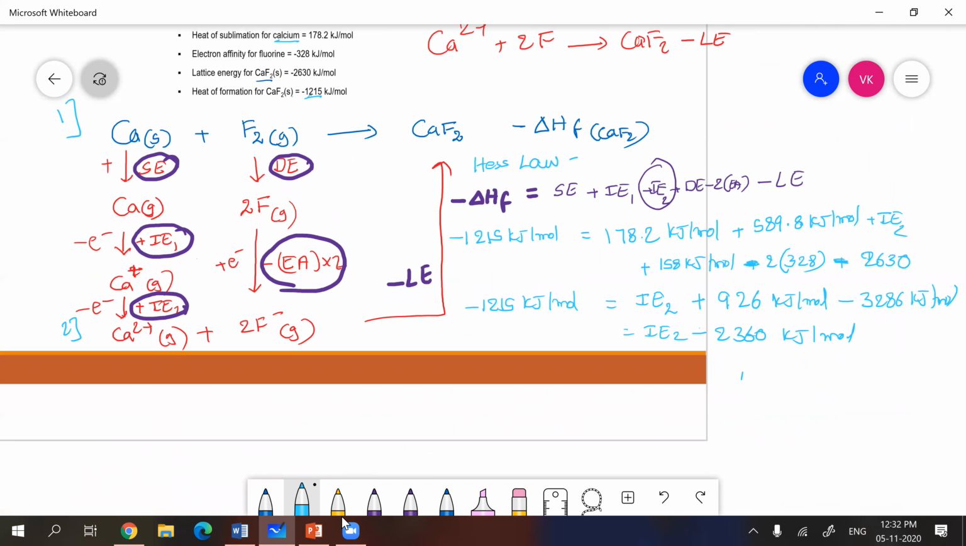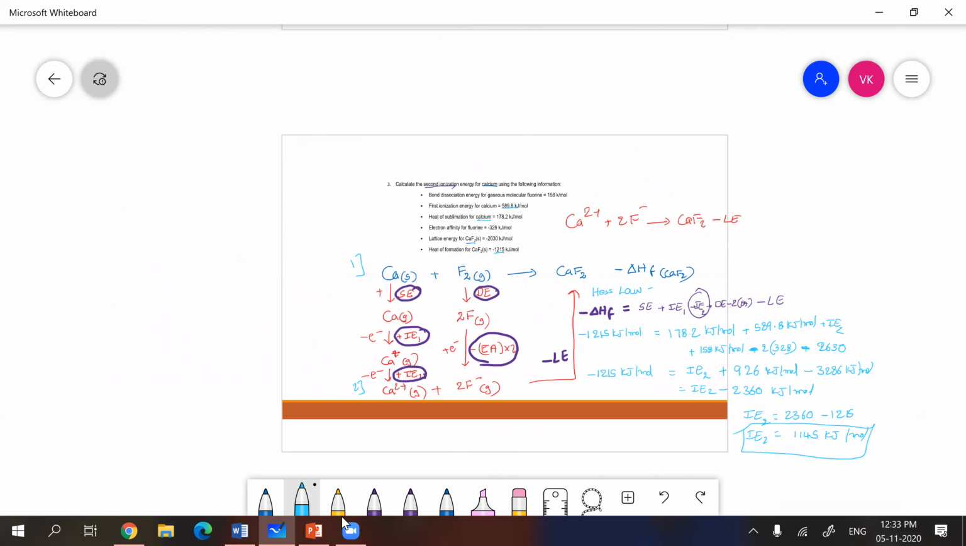So ionization energy is equal to 2360 minus 1215, that equals 1145 kilojoules per mole. Kilojoules per mole, this is the answer. So what is the second ionization energy value? This much. Okay. So in this way, they may ask you any of the parameters by giving the remaining. So you can do it easily if you know how to write Born-Haber cycle.